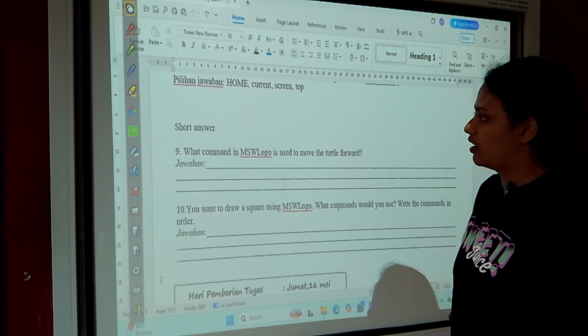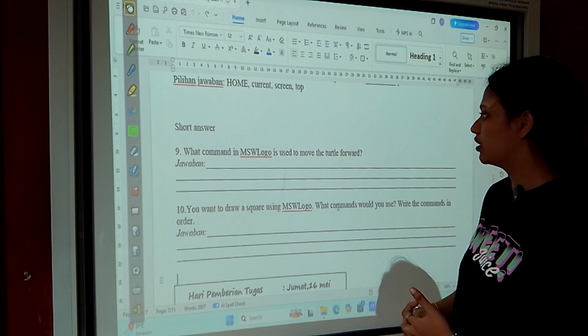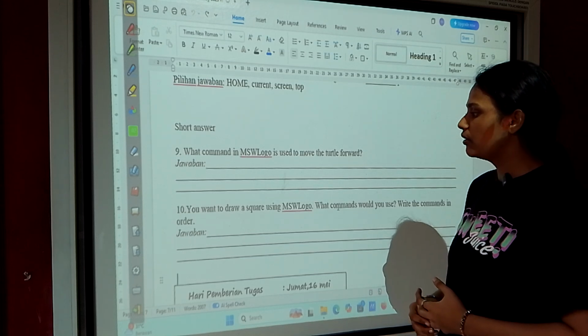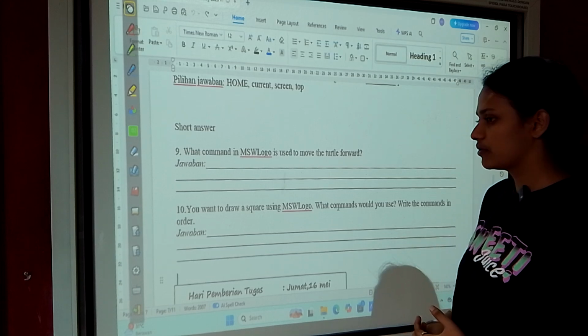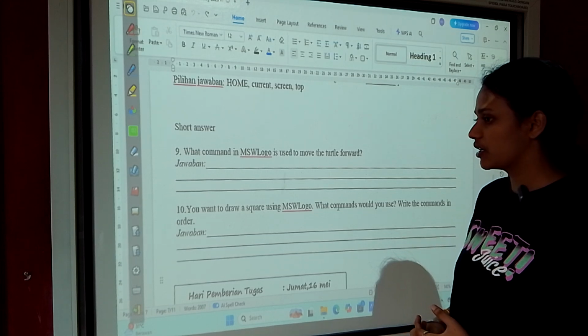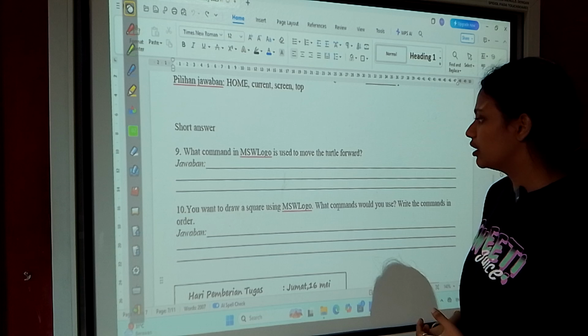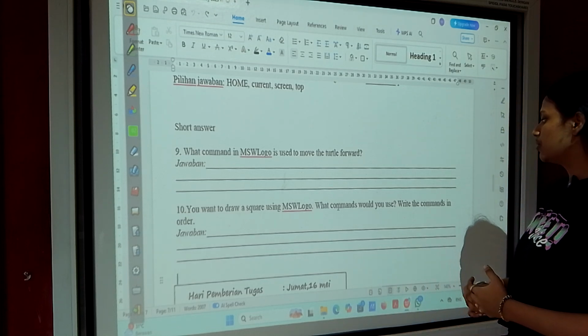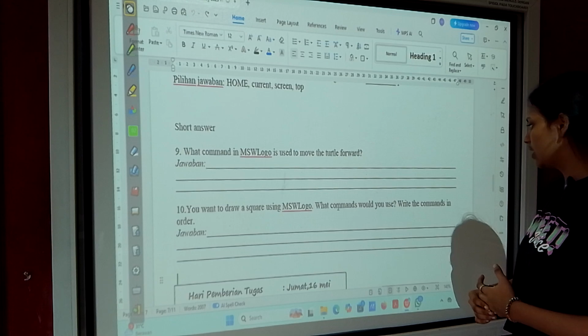What is the command MSW Logo uses to move the turtle forward? FD. Number 10. What is FD? Forward. The short key. You want to draw a square using MSW Logo. What commands would you use?